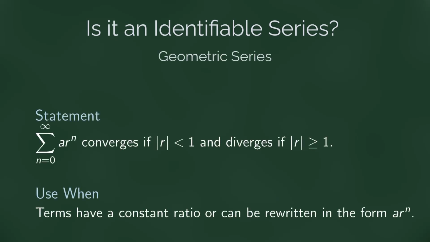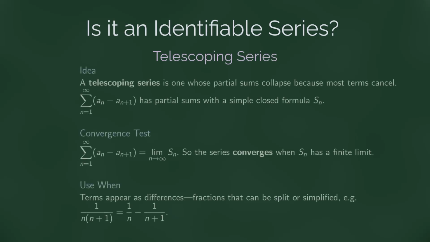A geometric series is going to be of the form a times r to the n, and that will converge if the absolute value of r is less than 1, but diverge otherwise. If your series has terms that are separated by a negative sign, this might be a clue that it's telescoping. That won't always be the case, but it's worth investigating. Telescoping series have partial sums that are easily turned into a closed formula. In order to determine their convergence, then, you just have to take the limit of the partial sums.